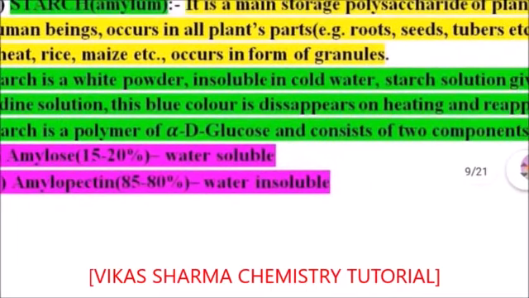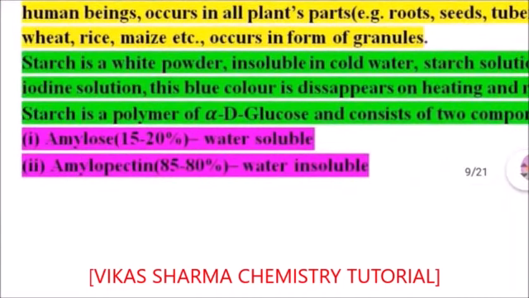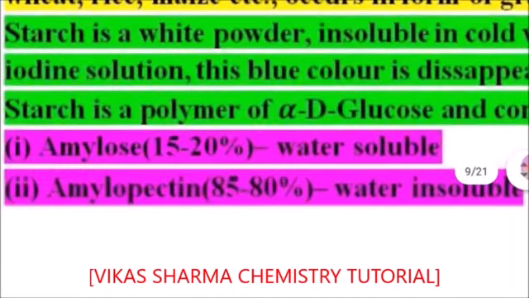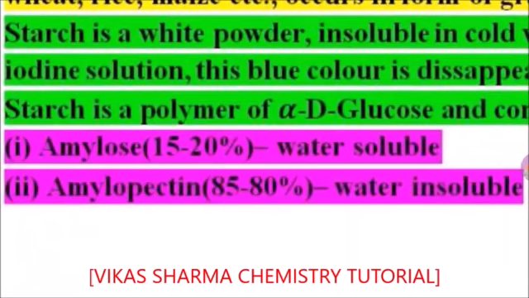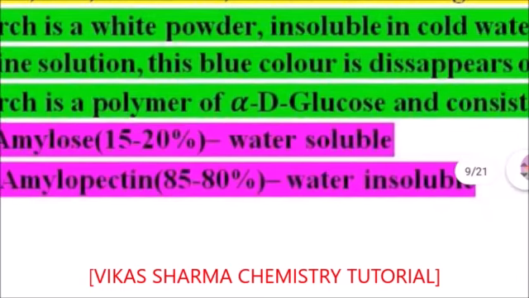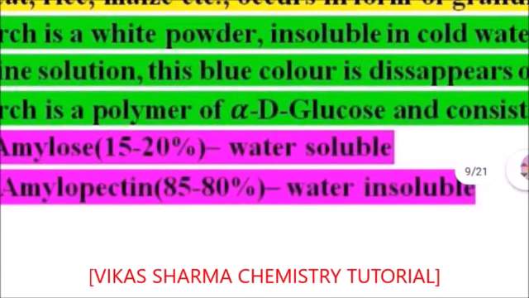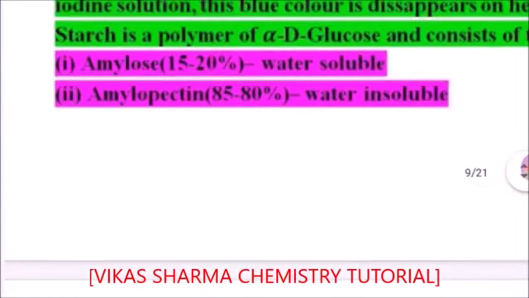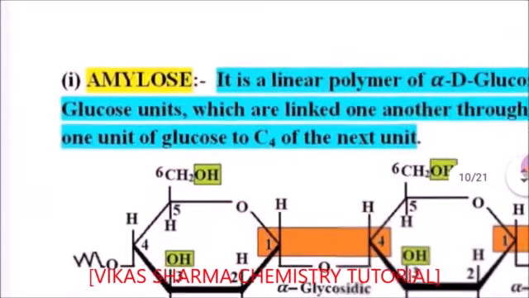So starch is a polymer of alpha D glucose and consists of two components. First is known as amylose, which is 15 to 20%. This is the water soluble unit. And amylopectin is 80 to 85% of the starch, which is the water insoluble unit. So let me start with the first unit, which is known as amylose.